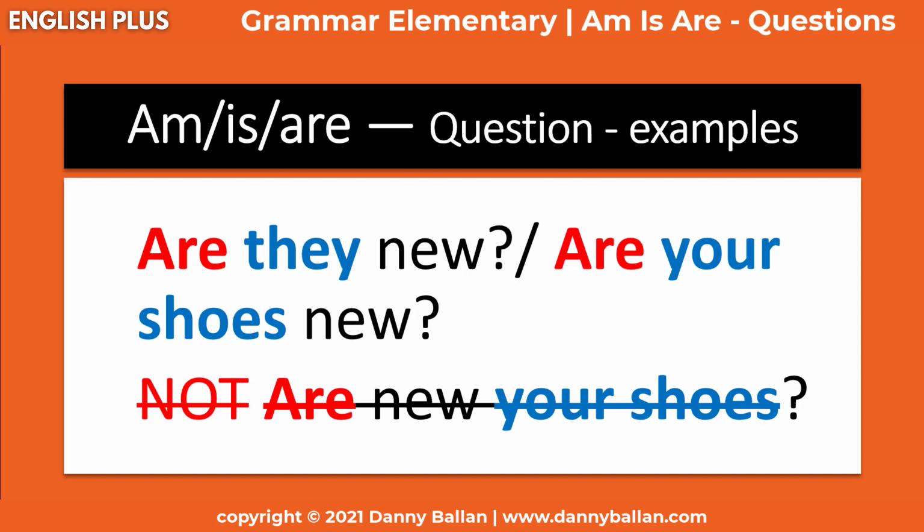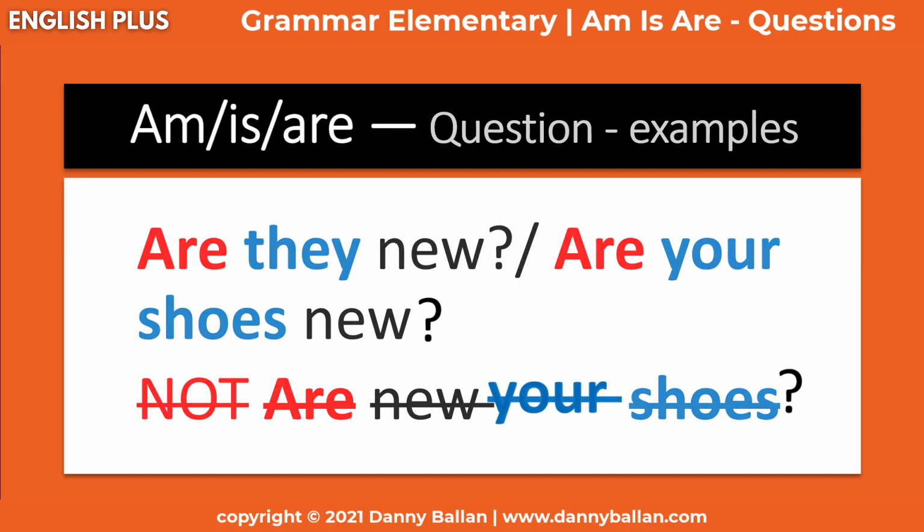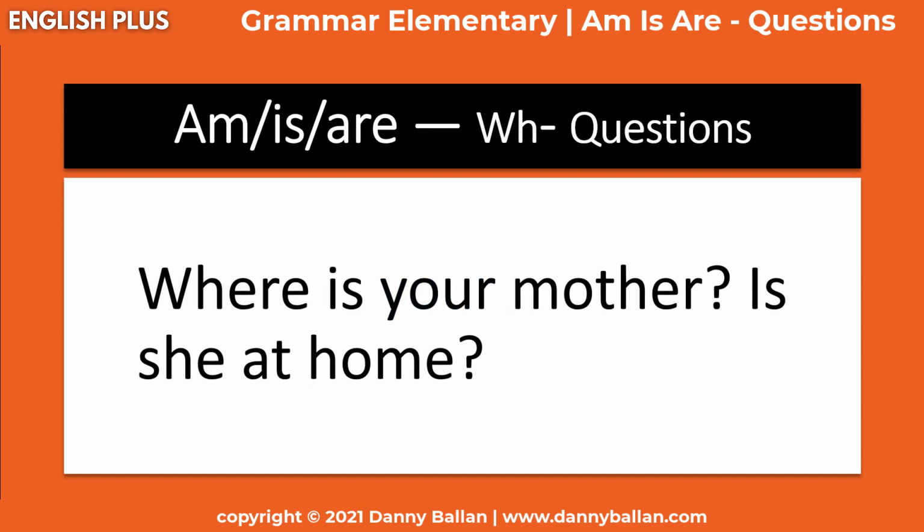So, with that being said, let's move on to talk about questions with verb to be, with am, is, and are, but this time we will use WH questions. Now, when we want to use WH questions with verb to be, nothing changes except that we use the WH question first and then we put the same pattern.